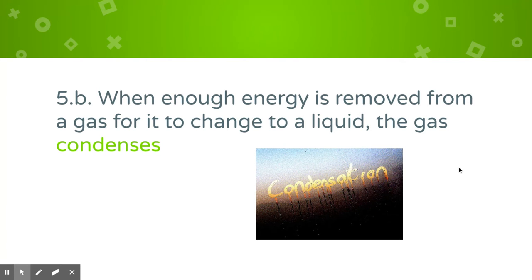When enough energy is removed from a gas for it to change to a liquid, we say that's condensation. On a warm summer day, you make a nice glass of iced tea and put it outside, and you get water on the outside of the glass. Well, that's not from the glass. That's from the air around the glass. The cold glass has cooled the water molecules so much that they've actually recondensed into a liquid.